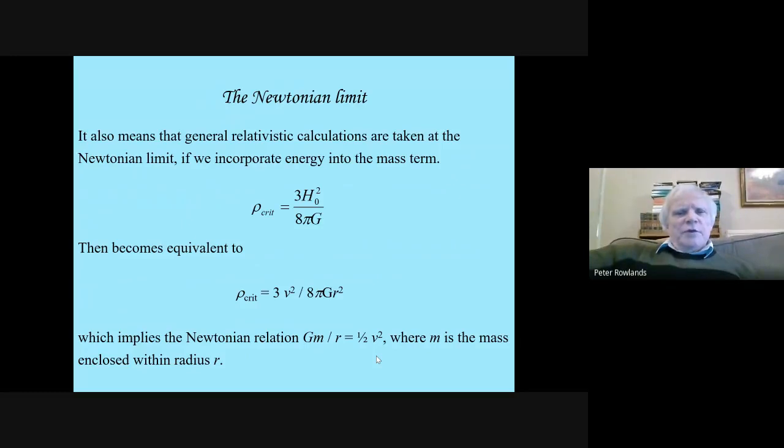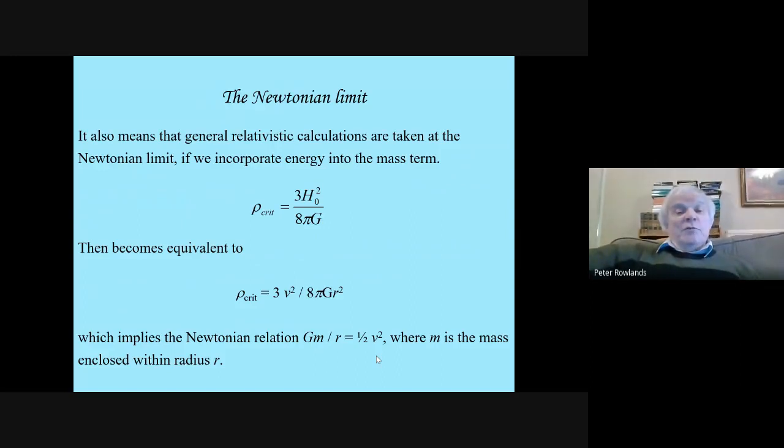Another thing that the critical density and the flat universe means is that general relativistic calculations are taken to the Newtonian limit. We simply incorporate energy into the mass term and we get purely Newtonian equations. In fact, we can forget about general relativity. It just becomes purely Newtonian.